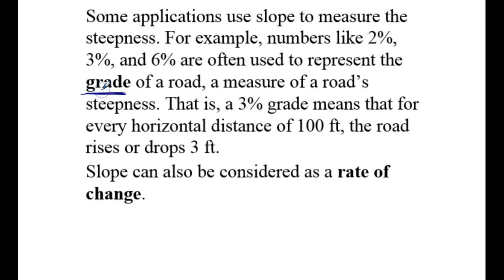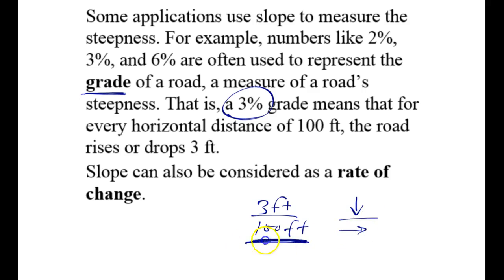Sometimes slope is confused with grade. Grade is slope as a percent. So if I say 3% grade, that means 3 feet for every 100 feet. So, for example, maybe I'm going 3 feet down for every 100 feet over. Or after you travel 100 feet to the right, you've declined 3 feet. And that's a nice ratio, but you can put that as a percent. So anytime you see the word grade, it's really just slope as a percent.